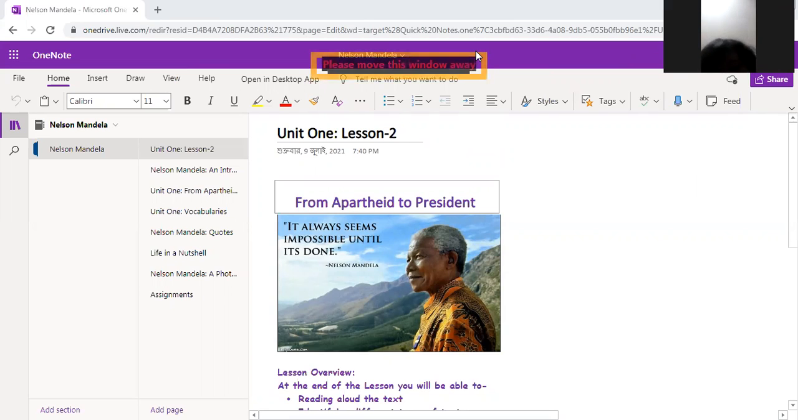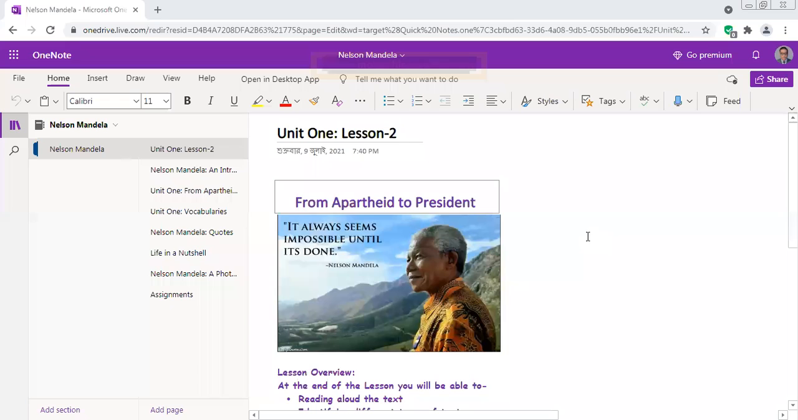So today I will discuss some of the important points from your book, English for Today, Unit 1, Lesson 2. The title of the lesson is From Apartheid to President. Today I will give you an overview of it.